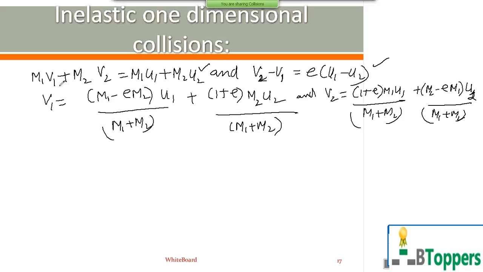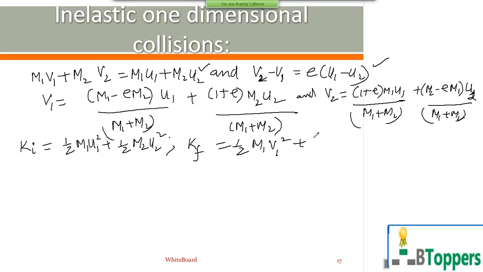So you can calculate the total initial kinetic energy of the system of the two colliding bodies before collision, denoted by Ki, which is equal to half m1 u1 square plus half m2 u2 square. The total final kinetic energy of the two colliding bodies just after collision is given by half m1 v1 square plus half m2 v2 square. So the kinetic energy lost in one-dimensional collisions is Ki minus Kf.